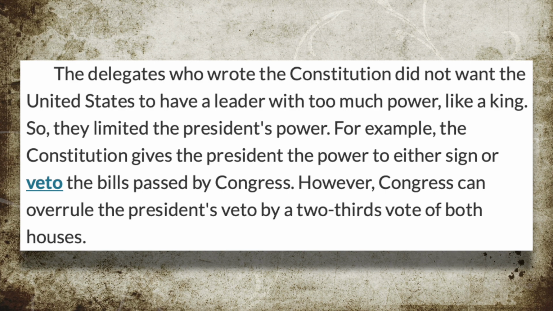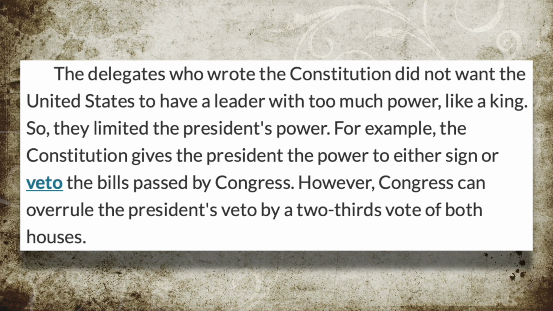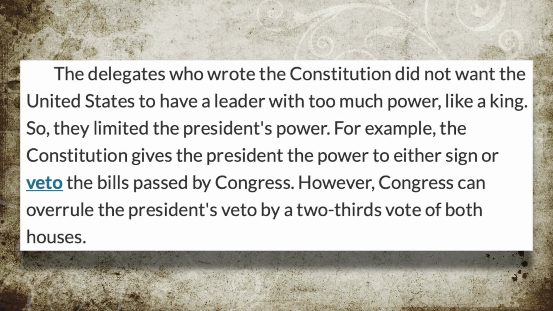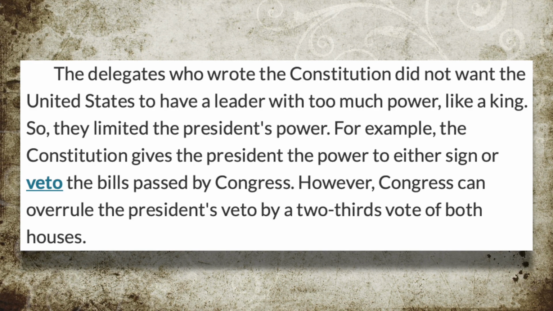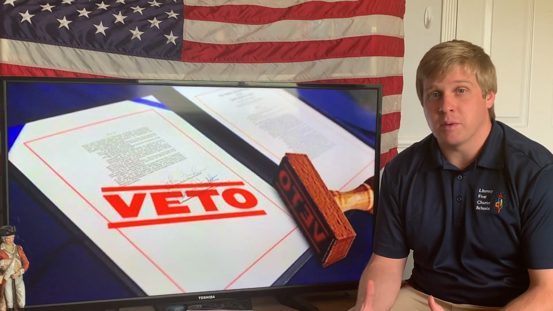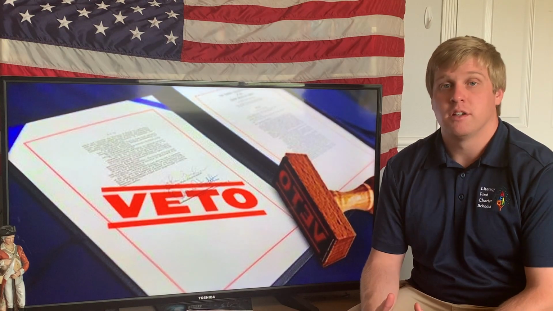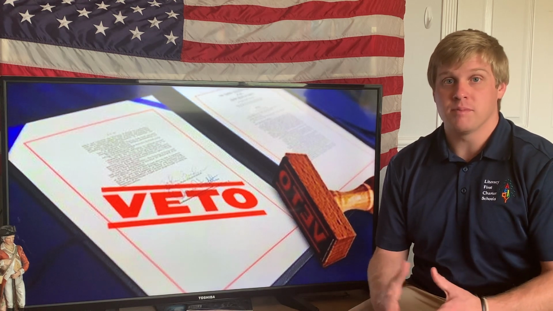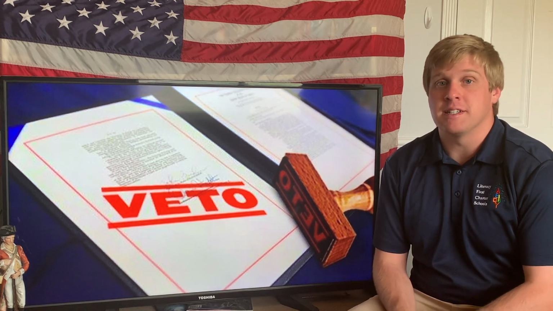For example, the Constitution gives the president the power to either sign or veto the bills passed by Congress. However, Congress can overrule the president's veto by a 2/3 vote of both houses. And this was the concept that we sort of touched upon in yesterday's video. Just because Congress makes a law and it seems like such a sure thing that it'll happen, it's ultimately up to the president to say yes or no.